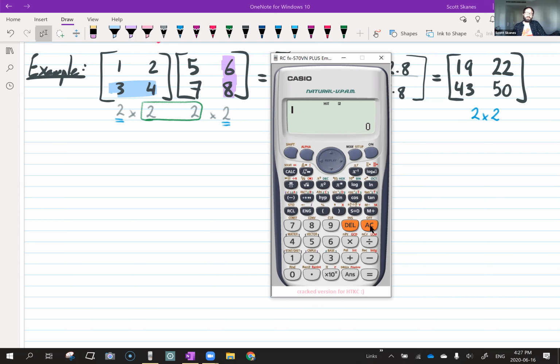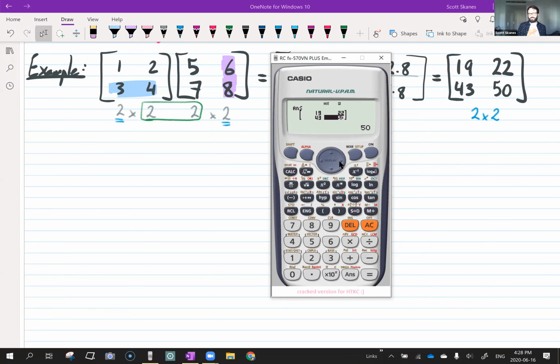And now, in order to multiply them, shift 4. So shift 4, call on your first matrix, matrix A, that's 3. You can see matrix A, multiplied by shift 4, matrix B, which is number 4. You can see clearly that it's trying to do matrix A times matrix B. And if I press enter now, I should definitely get this answer I found before. So let's see if it does. 19, 22, 50, and 43, okay?